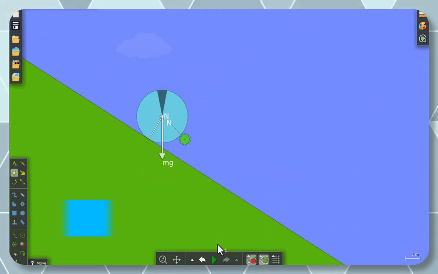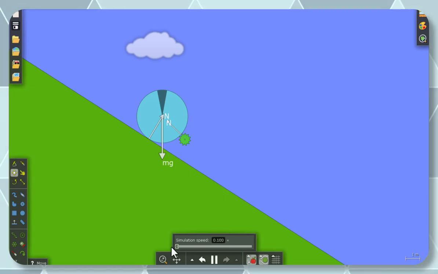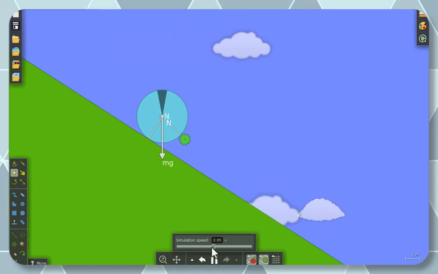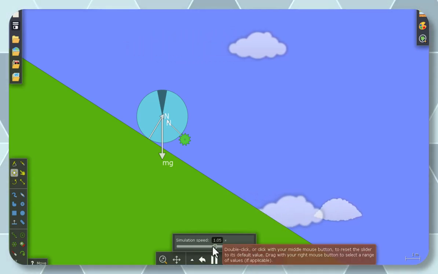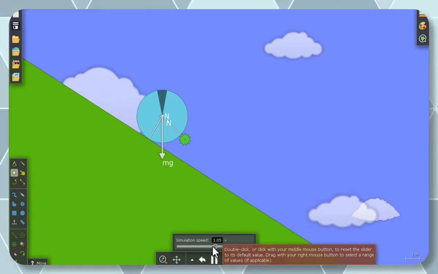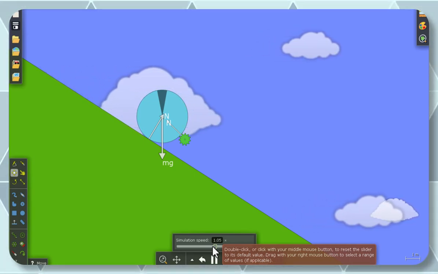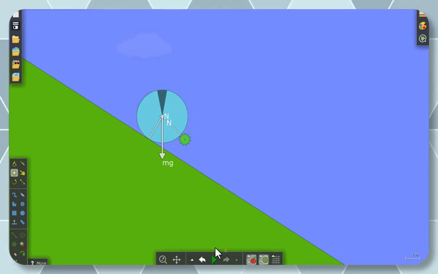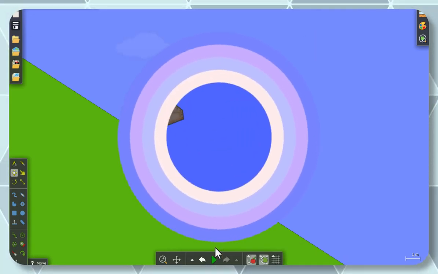You can use the playback controls at the bottom to slow down, to speed up, or pause and rewind the simulation. This is vital for analyzing fast events like collisions or very complex interactions frame by frame. This allows for detailed observations.